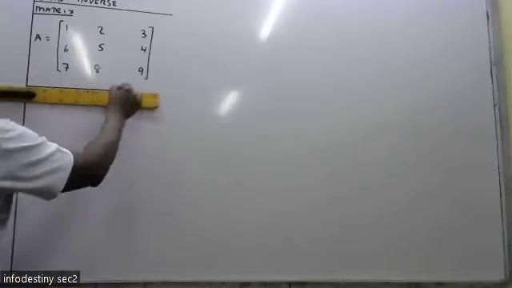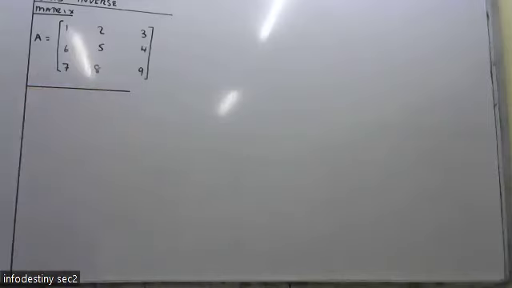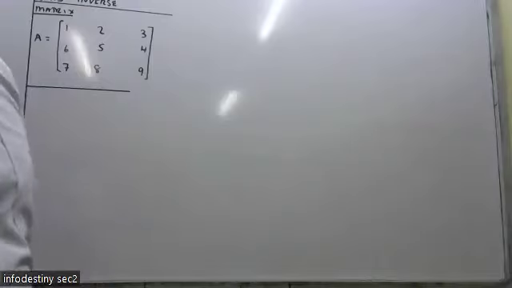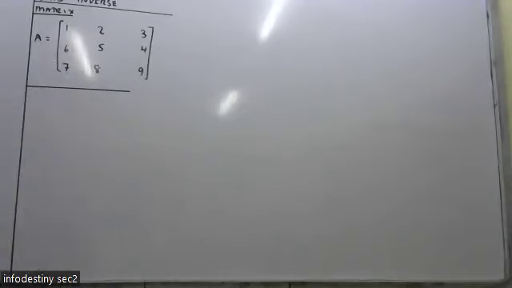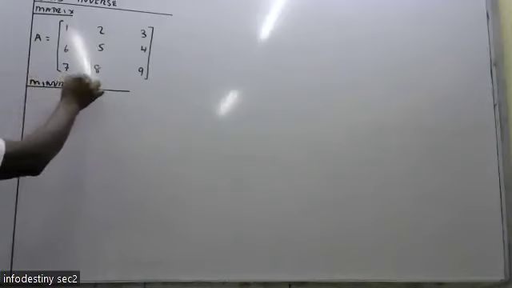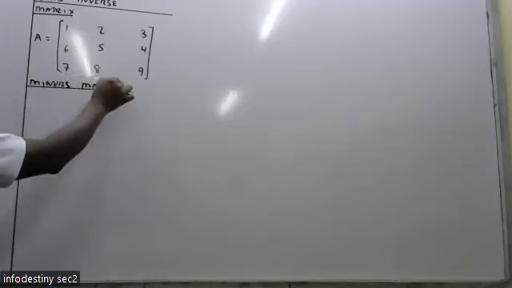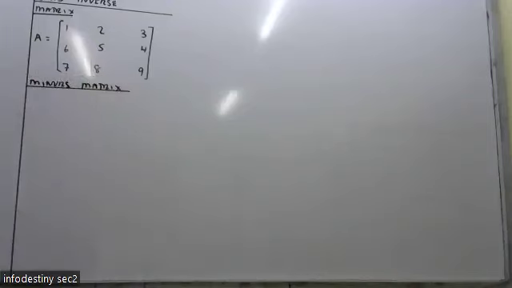So the first thing that you do in getting 3 by 3 matrix is we extract something called minus matrix. Minus matrix.